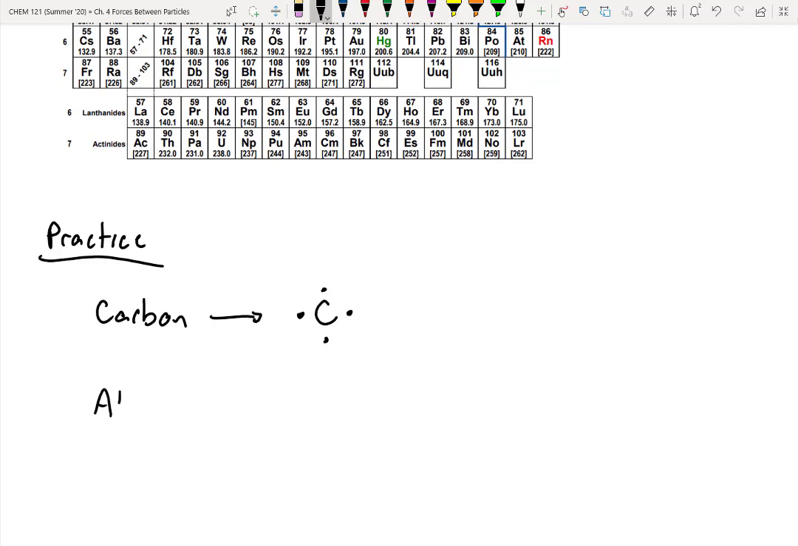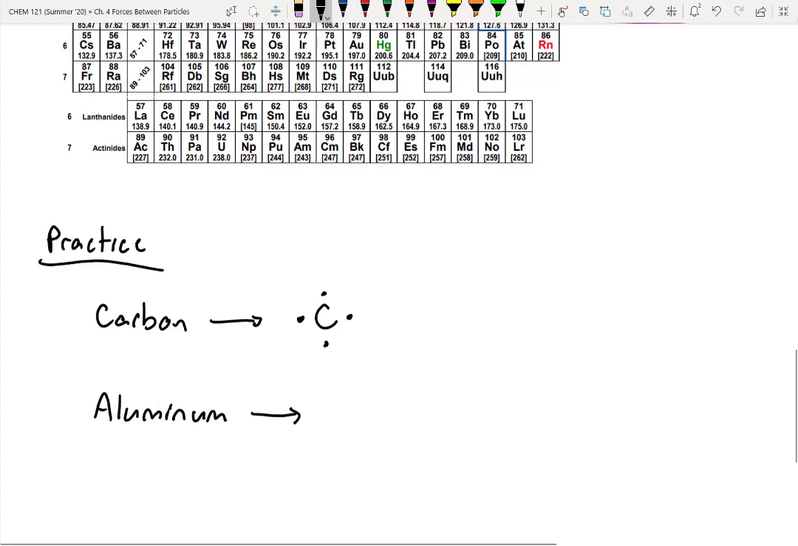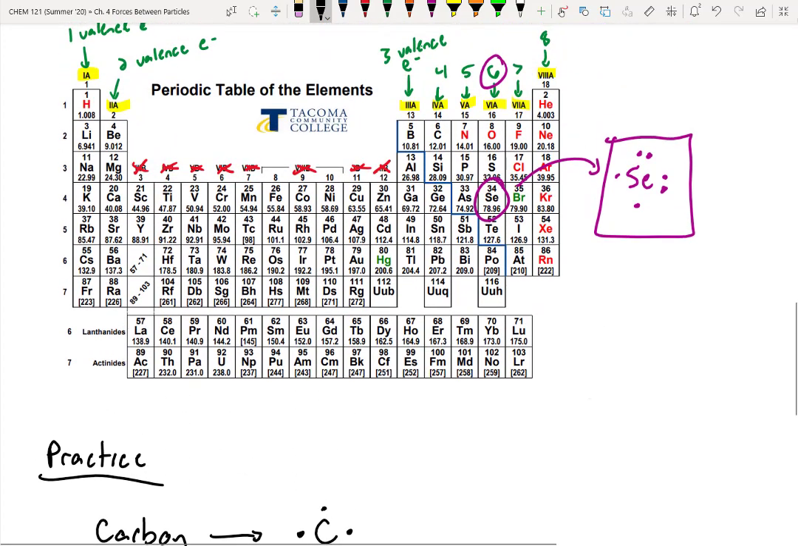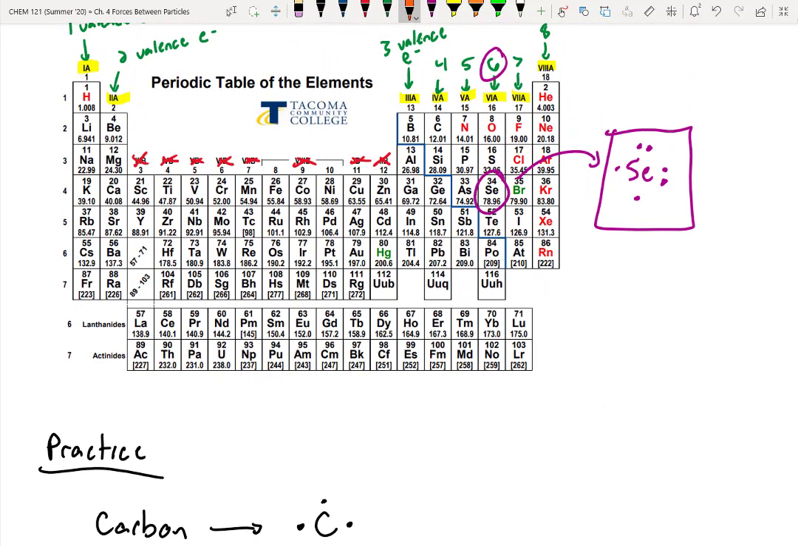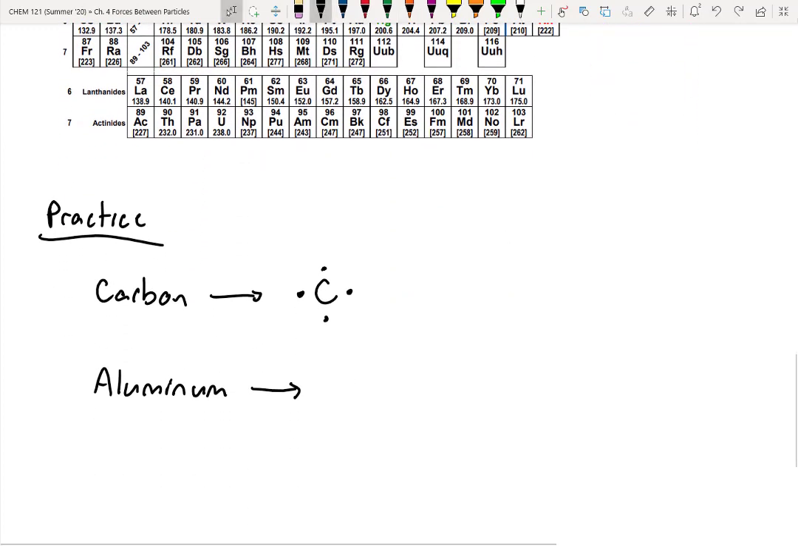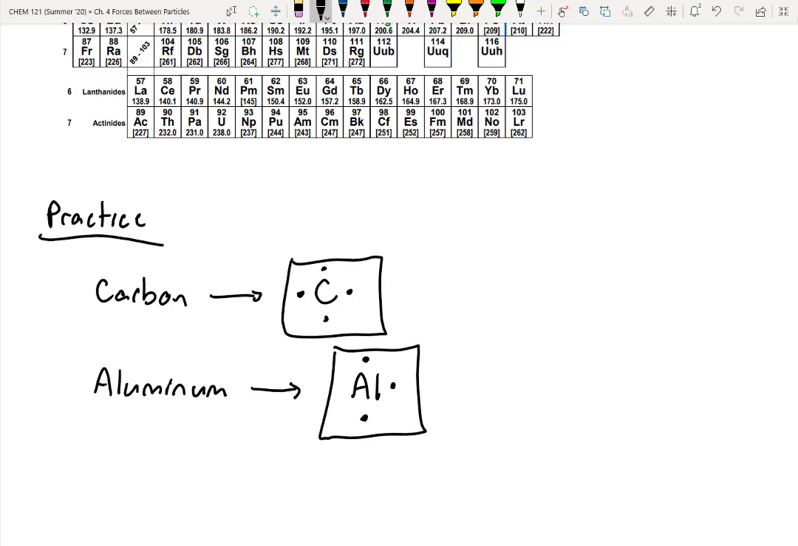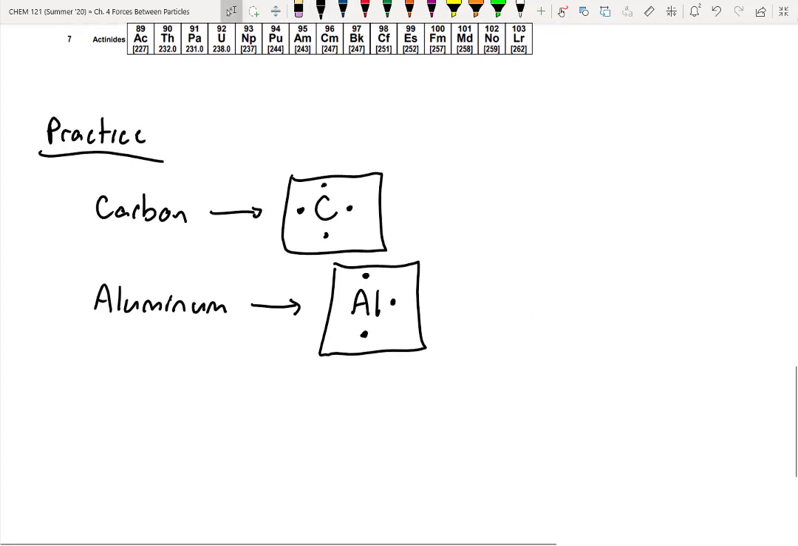All right, let's do aluminum. Let's go back to our periodic table and look at aluminum. Up here, aluminum is right here, so we must have 3 valence electrons for aluminum. And the elemental symbol for aluminum is just Al. So not too bad, we'll just do Al. And we'll do 1 dot on each side, but we only have 3 electrons, so that would be my Lewis structure for aluminum.